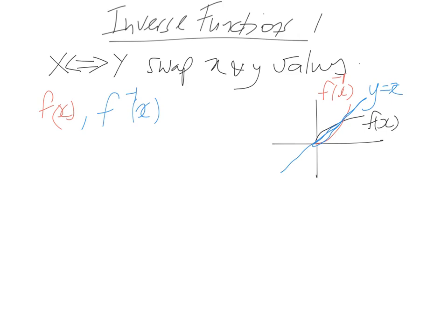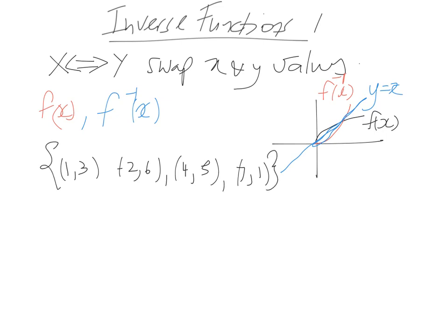First thing they'll give you is stuff like this. They'll say that we've got a function which is just a bunch of discrete points: 1, 3, negative 2, 6, 4 and 5, and 7 and 1. So that's our function, it's just that set of points. So our inverse is the direct swap of all of those.